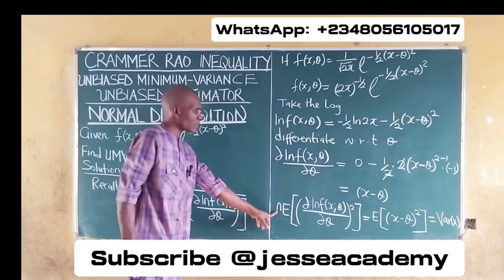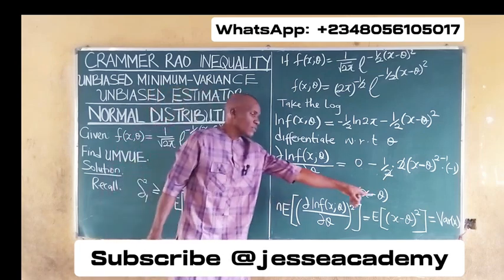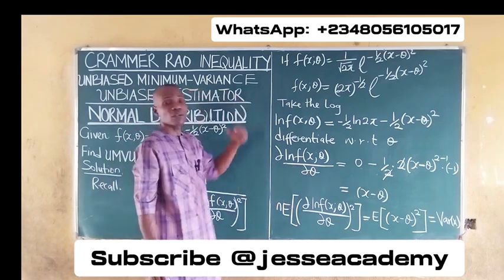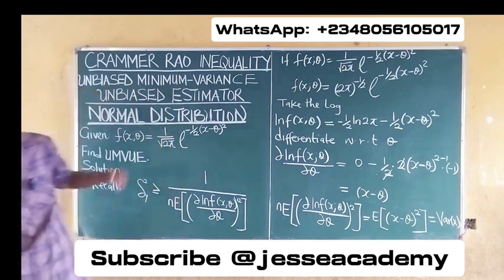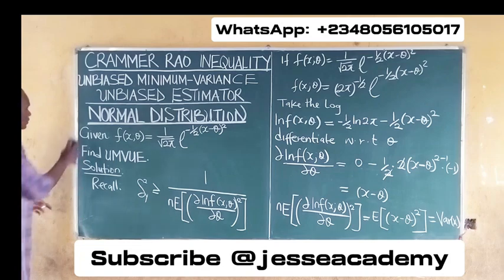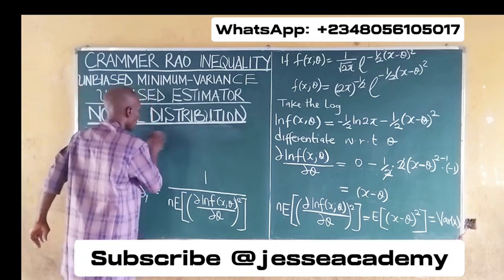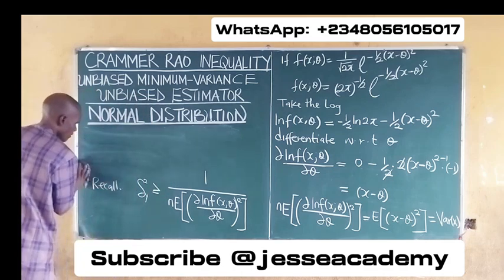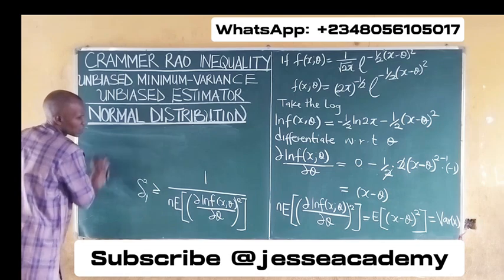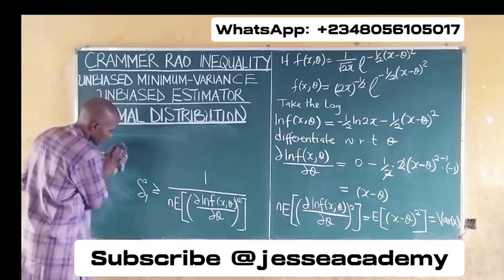Now we've not put our n. We are comparing this now with the Cramer-Rao inequality. So we'll move over to this other side of the board. So we are to compare it with this.